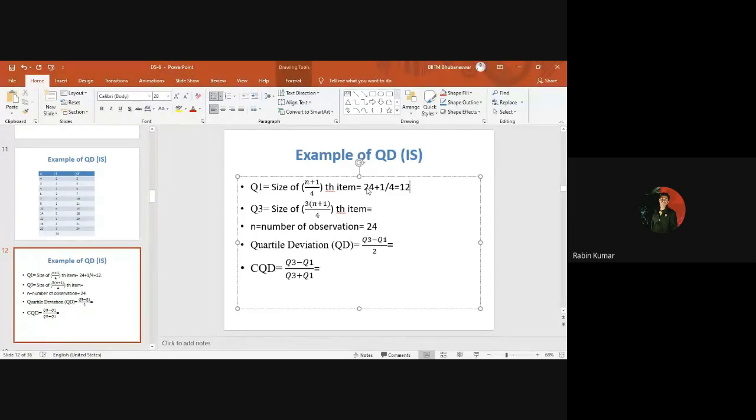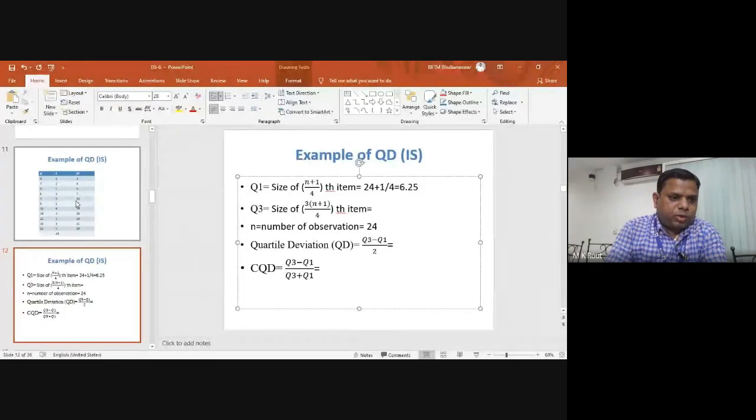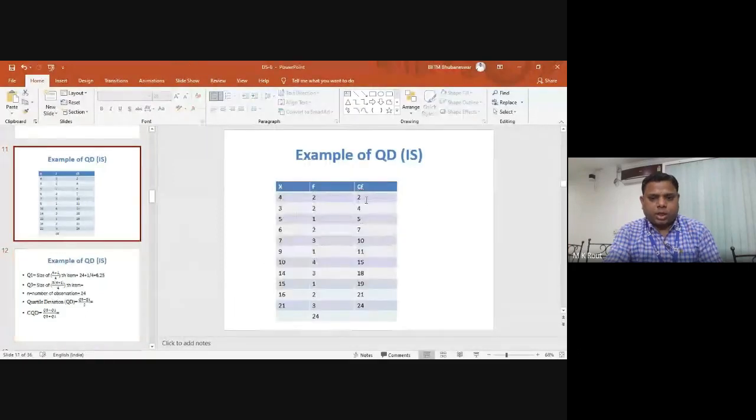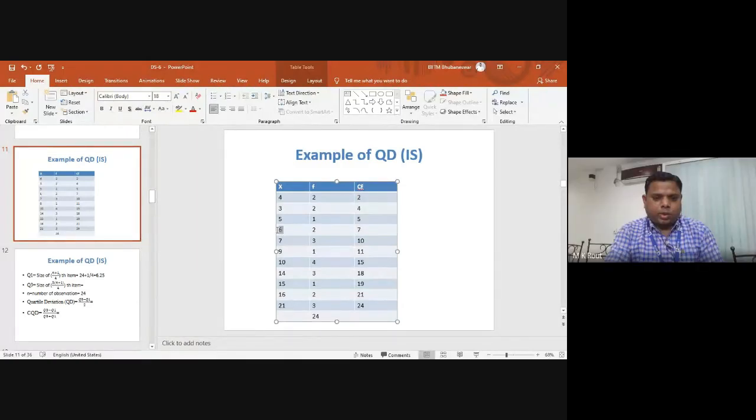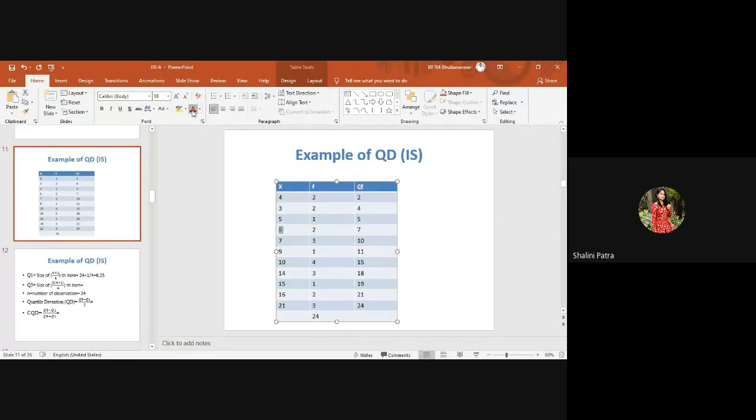Sorry, that is not 12.5. It is 25 divided by 4, that is 6.25. 6.25 lies in between which area? If you go to the table, this lies in between 7. That means your Q1 value is 6. Is it clear?